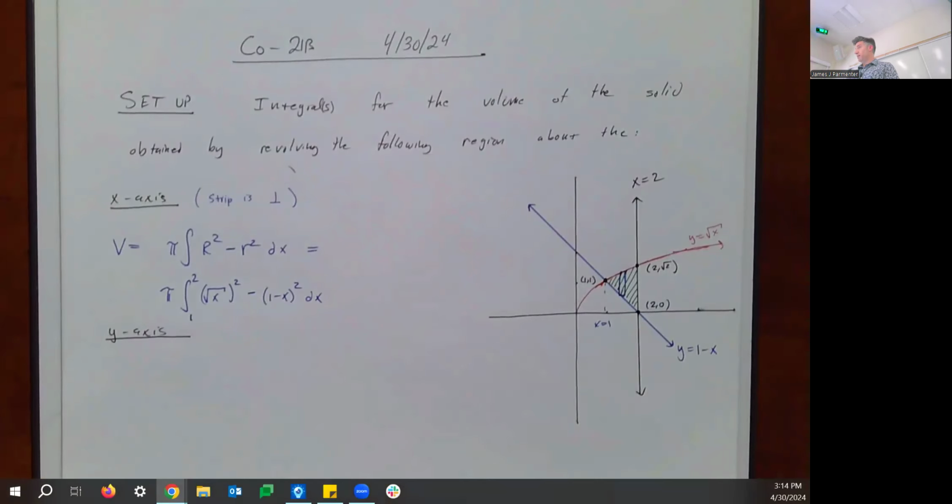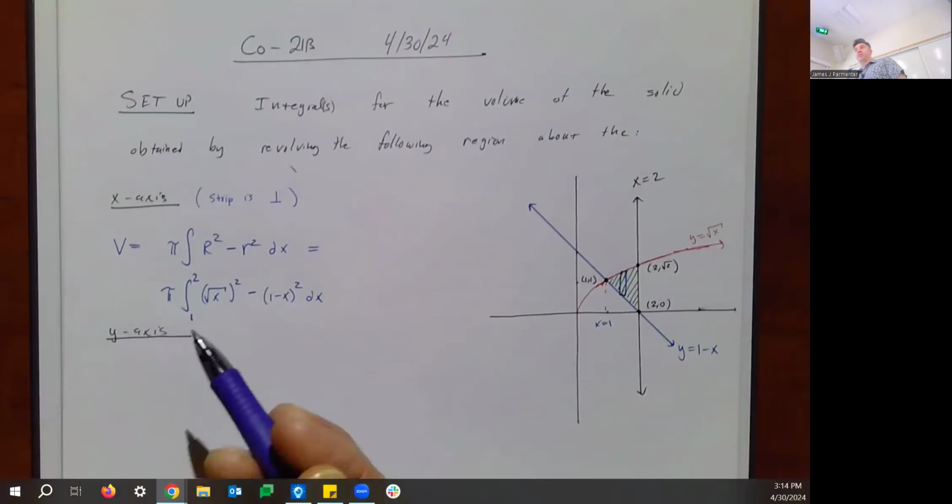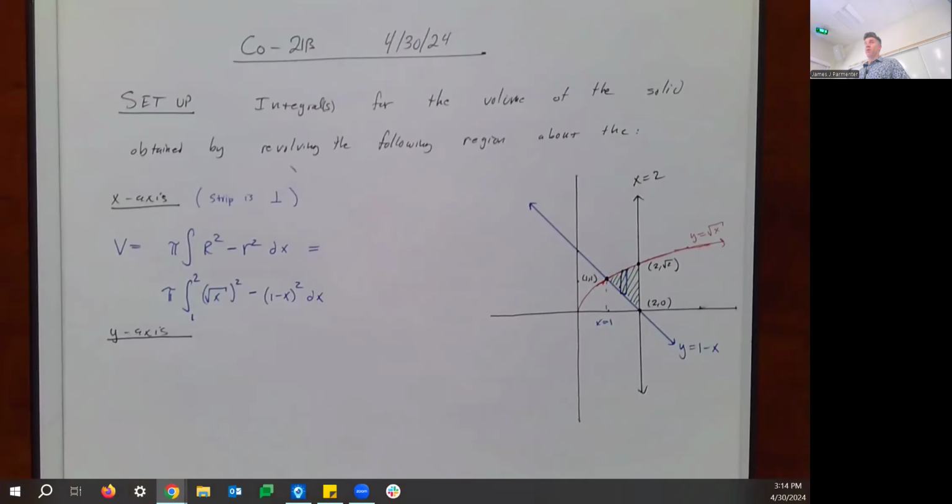If we're just asked to set up, I would stop there. I wouldn't even multiply out square root of x squared, because leaving it like that shows that you know that's the bigger radius squared and that's the small radius squared. So really, if you're asked to set it up, I wouldn't do any simplifying at all.